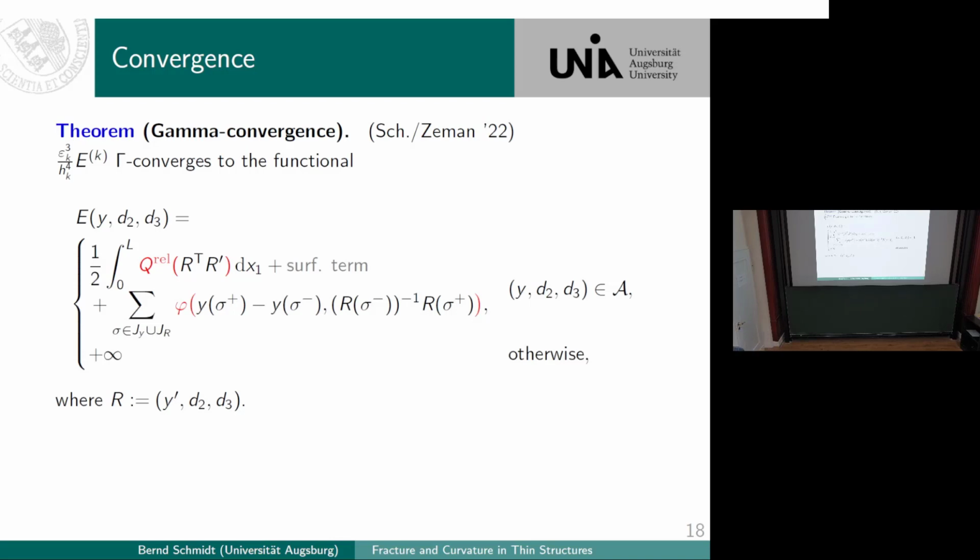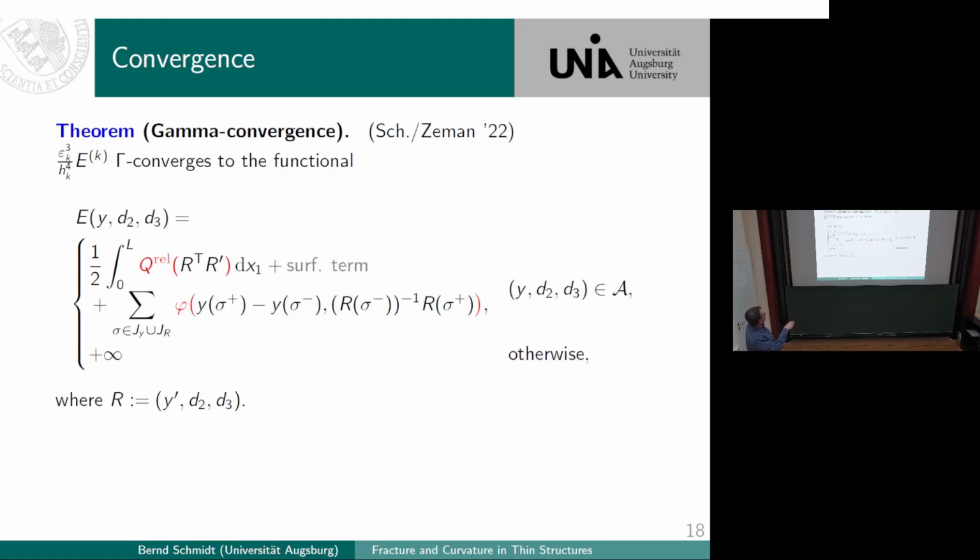Now, here's the gamma convergence result. So let's do the gamma convergence. This is what comes out. There are two parts, and it's a little bit like this Griffith type of energy, but not quite. So there is an elastic part.